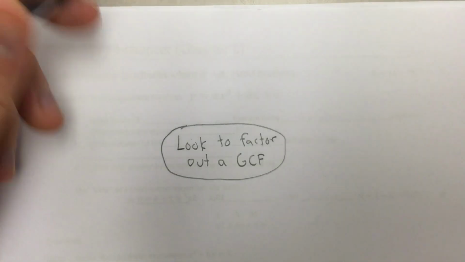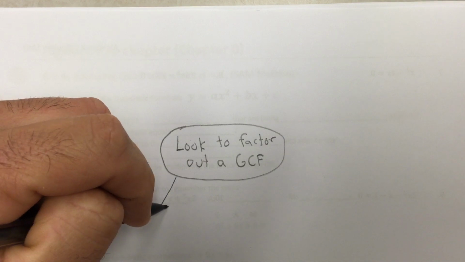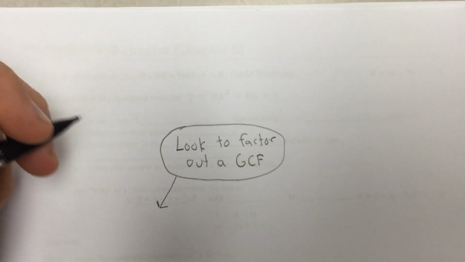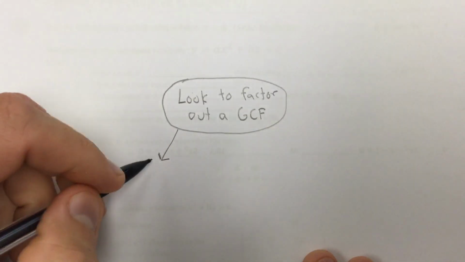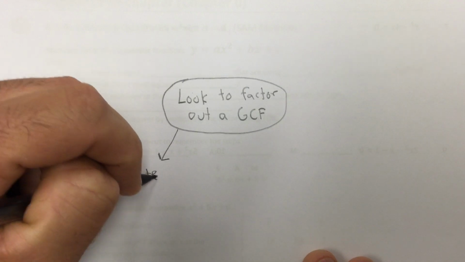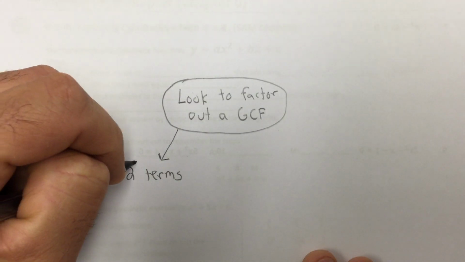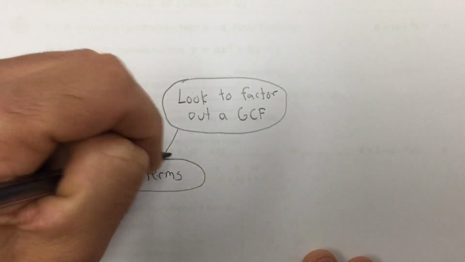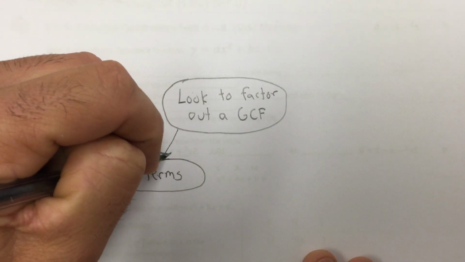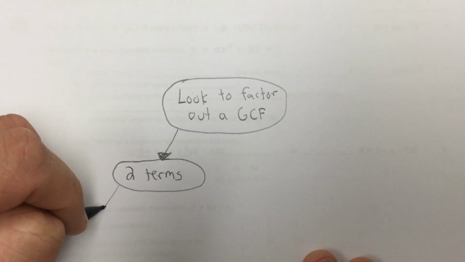And so far, once we look to factor out a GCF, then we had difference of squares. And difference of squares was when there was two terms. So you're going to draw an arrow and write two terms. So after you look to pull out a GCF, whether you factored it out or not, if there's two terms, you're going to go this direction, follow this path, and the options are then difference of squares.